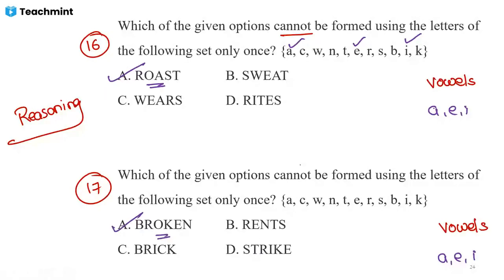Sometimes they'll ask can be formed also. You need to be alert. Cannot be formed, can be formed. When it is can be formed, A should come one time. Here A is given only one time. That count also you focus on. One time should occur. Right.